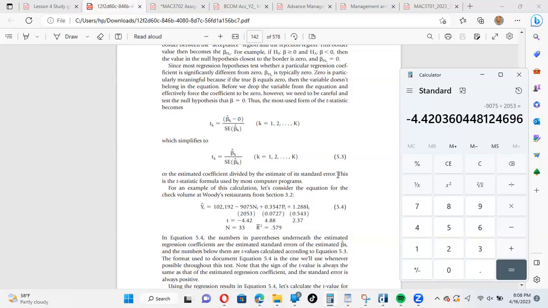Now we need to look and see what direction that one goes, in terms of how much we are beating the threshold. So if it's minus 4.42, it has gone to minus 4.4203. So we've slightly exceeded that. Under those circumstances, we therefore reject the null hypothesis.